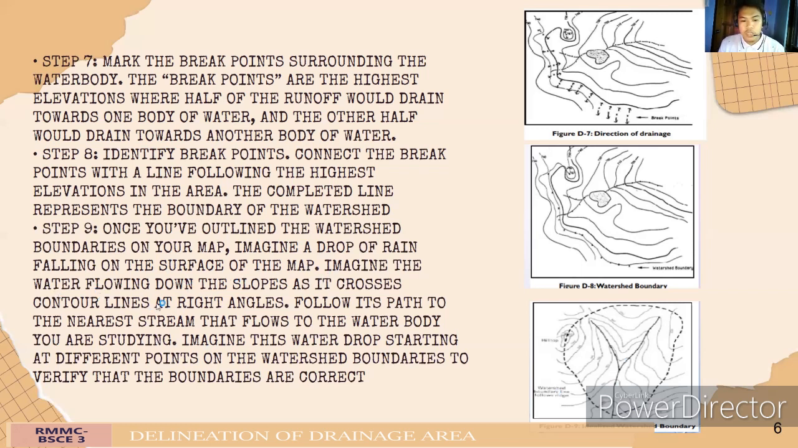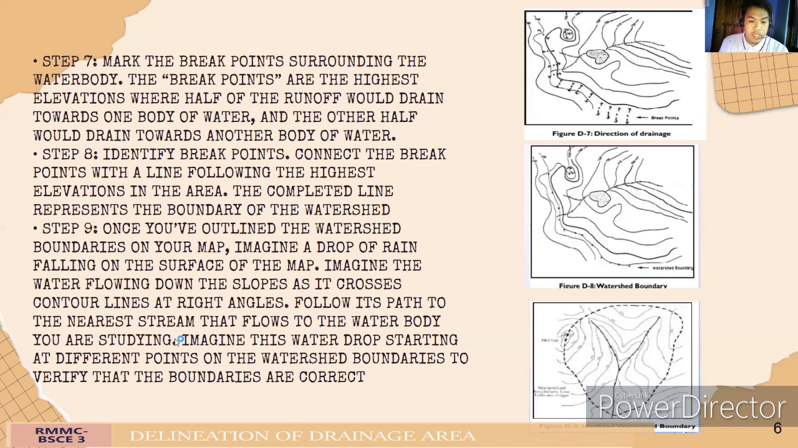Imagine the water flowing down the slope as it crosses contour lines at the right angle. Follow its path to the nearest stream that flows to the water body you are studying. Imagine this water drop starting at different points of the watershed boundaries to verify the boundaries are correct.